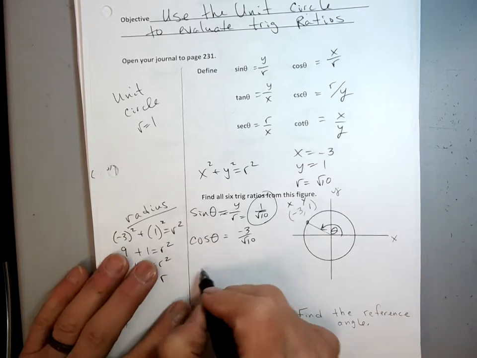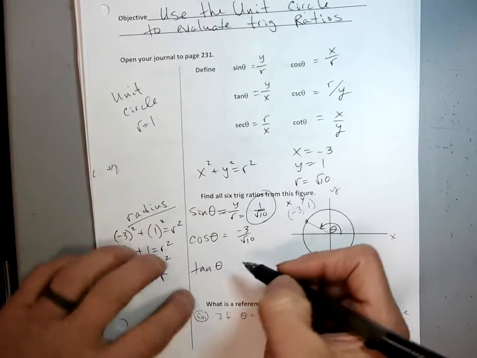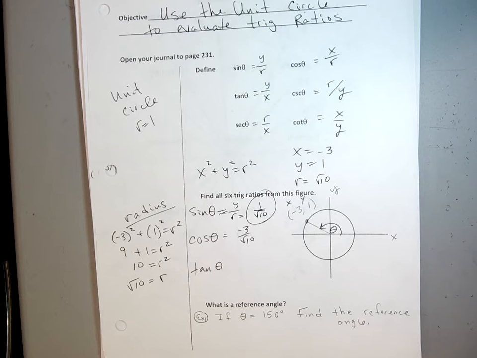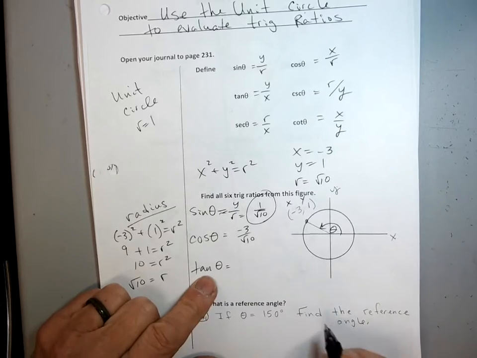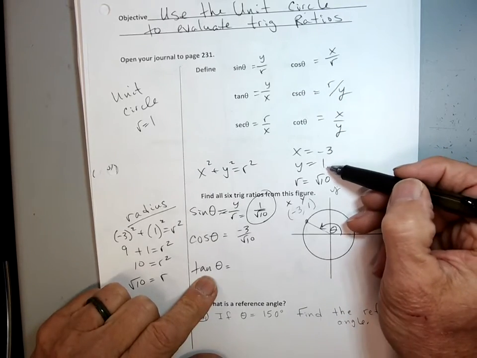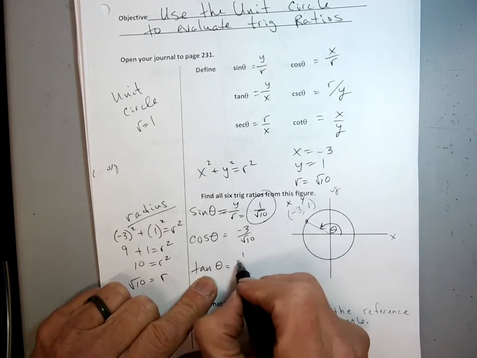Perfect. Tangent. What do you know about tangent? Okay, tangent. Let's see. Tangent is, look up here, my y over my x, right? Did you get it? Nice job. I know you can do this. Tangent then is my 1 over my negative 3.